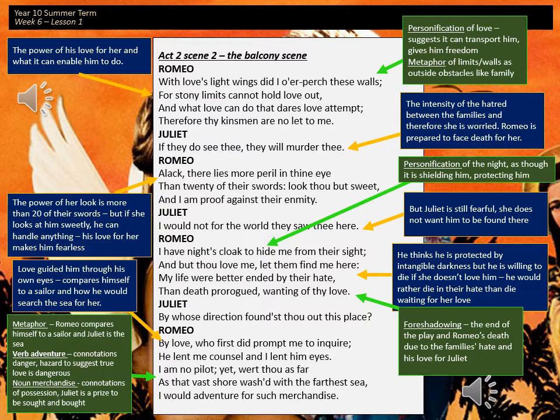Okay, the metaphor where Romeo compares himself to a sailor and that Juliet is the thing to be discovered. He uses that verb adventure, which has connotations of danger and hazard, perhaps suggesting that true love is dangerous. And he also uses that noun merchandise, which has connotations of possession, as though Juliet's a prize to be sought and even bought.